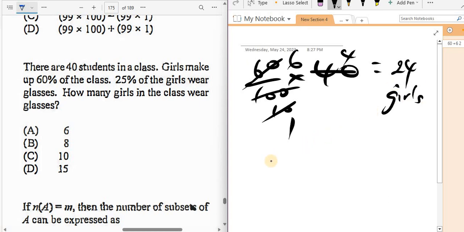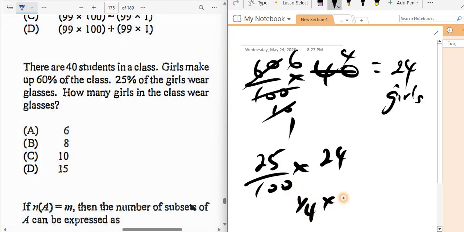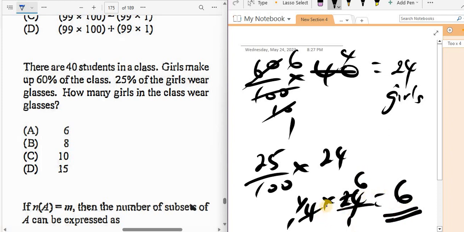24 girls. But how many of those girls wear glasses? 25%. So 25% of the 24. Now 25% is really what? We looked at that before. A quarter. So that's a quarter of 24. What's a quarter of 24? 4 goes once into 24, 6 times. Clear? Alright.